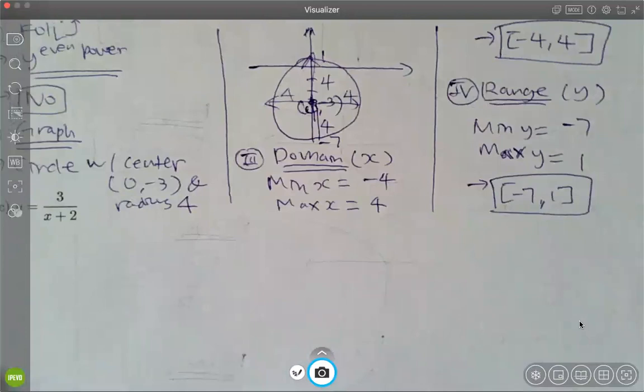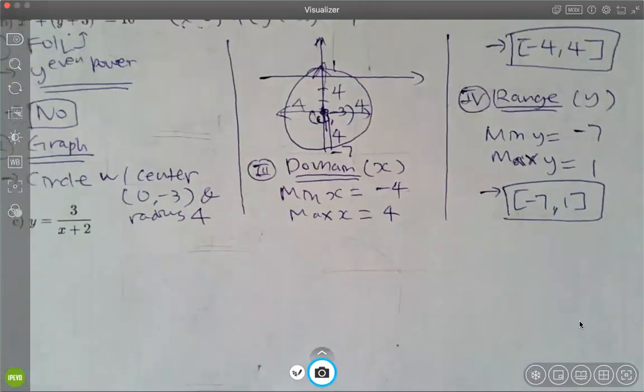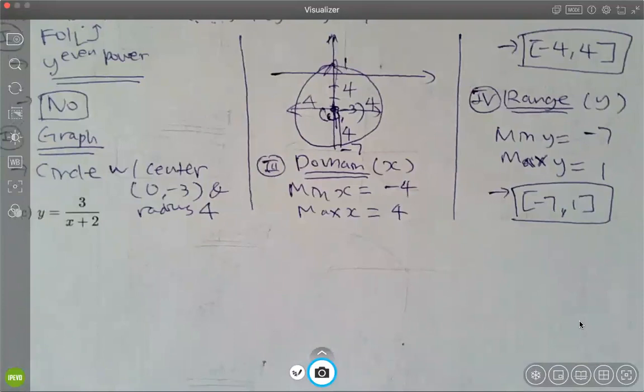Now, part C, y equals 3 over (x plus 2). Okay, so first things first, is this a function?